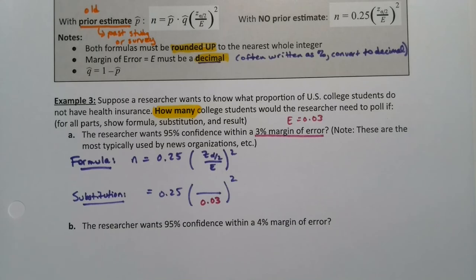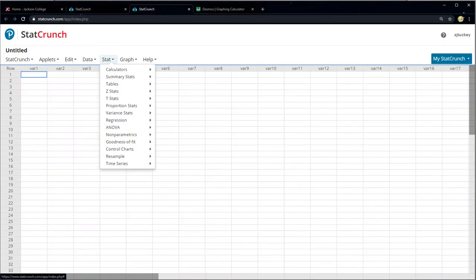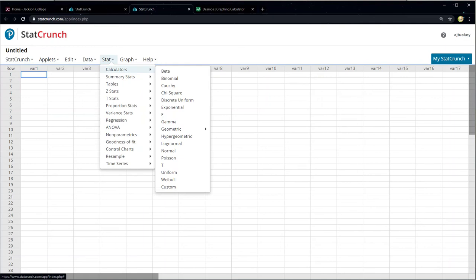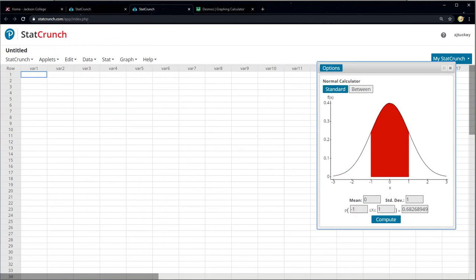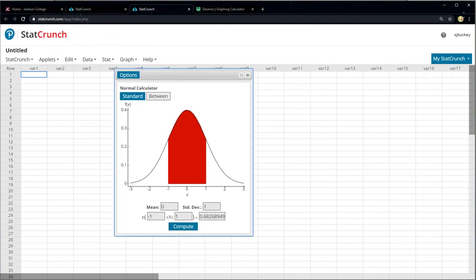So StatCrunch, I would go to Stat, Calculators, Normal, because it's the z curve. We've done this before. This is from Chapter 7, and also we did it already in Chapter 9. And then I would say the mean is 0, the standard deviation is 1. That's what makes it a normal curve. I'll make the middle area 0.95, enter, and I get 1.96.